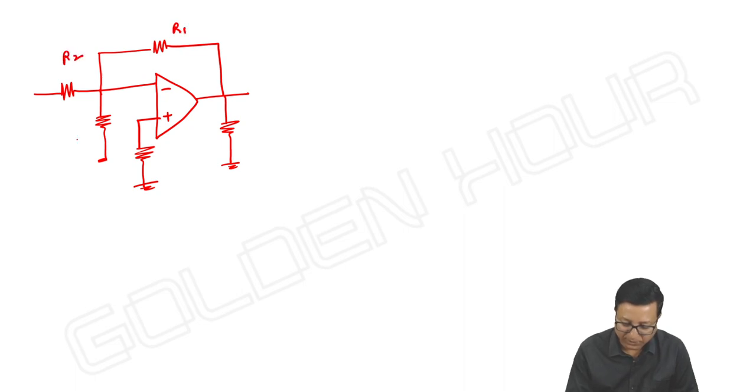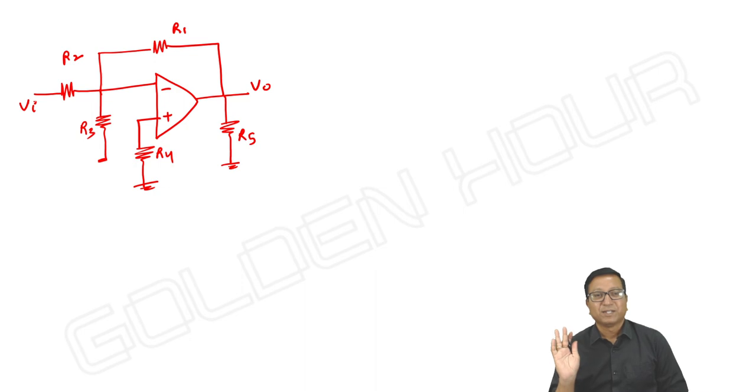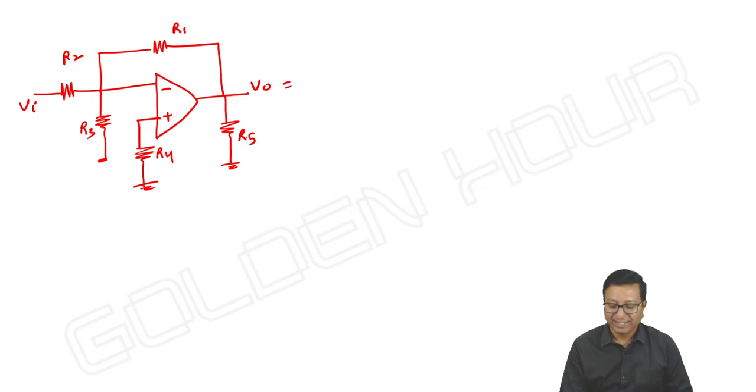R1, R2, R3, R4, R5, V output, VI. Suppose you see some kind of circuit like this in the exam. What is the gain? Output is independent of R5. R4 does not play any role. Ideal op amp, no current enters into the input terminal.